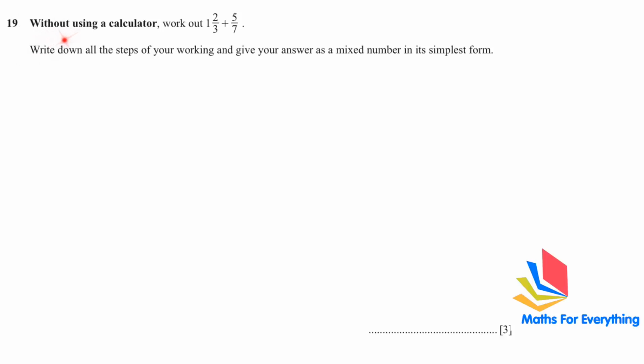Question number 19. Without using a calculator, work out this fraction. And we have to write all the working and write the final answer as a mixed number. This is a very common question, 3 marks question. So first the mixed fraction will change into improper fraction. For that we'll multiply 1 by 3 and add 2. That will give us 5 over 3.